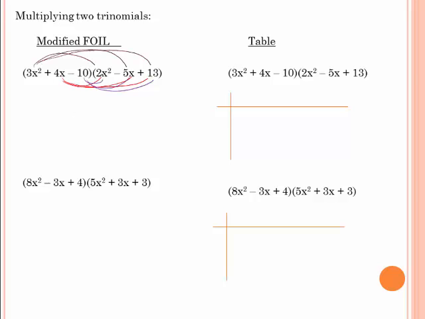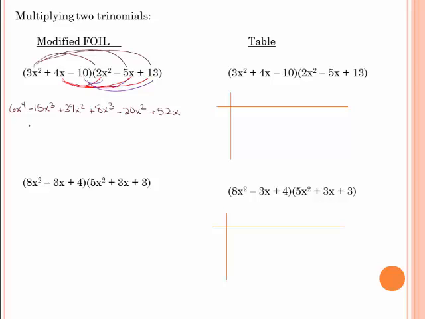So first, 3x squared times 2x squared gives me 6x to the fourth. 3x squared times negative 5x is negative 15x to the third. 3x squared times 13 is 39x squared. 4x squared times 2x squared is 8x to the third. 4x squared times negative 5x is negative 20x squared. 4x times 13 is 52x. And I'm going to have to move down because I'm running out of space.